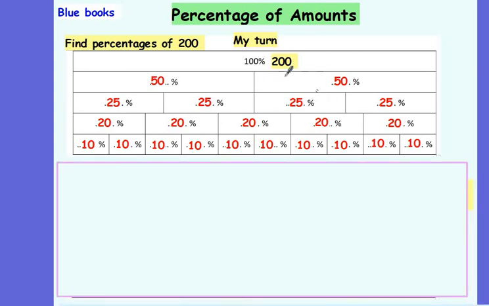So first up, I've got 200 as my 100%. To find 50%, I'm going to divide it by 2. So I know that each of these parts of my bar model is going to be worth 100. Because 100 plus 100 gives me 200. 50% is just 100. For these parts, I need to divide 100 by 2 again. So 25% is going to be 50.